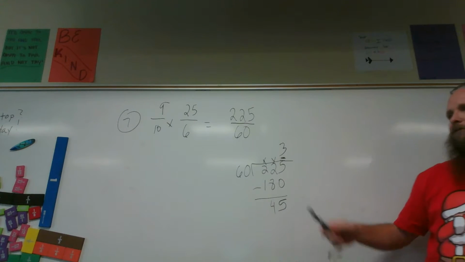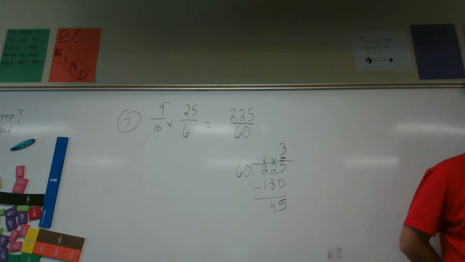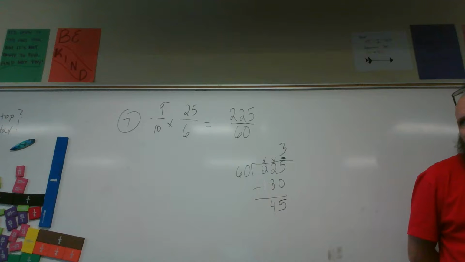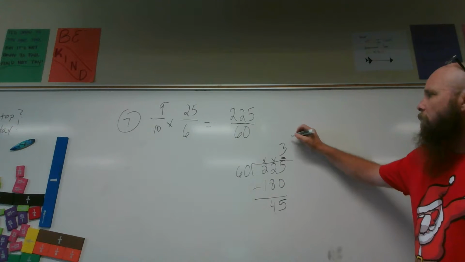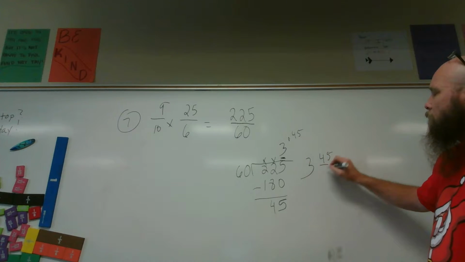Can I have 45 as a remainder? Why not? Because it's too big. So how do I know it's too big? I can't have a 2-digit remainder? Yeah, I can have a 2-digit remainder. As long as my remainder is smaller than my divisor, I'm good. So I can have 3 remainder 45, which is also written 3 and 45 60ths.